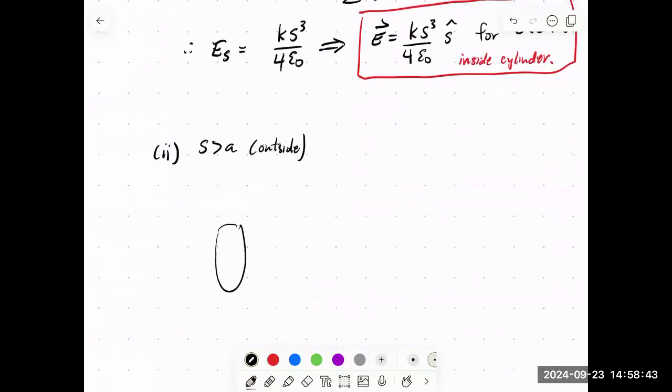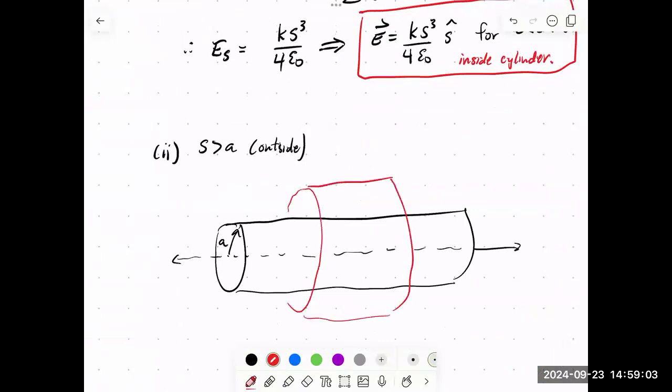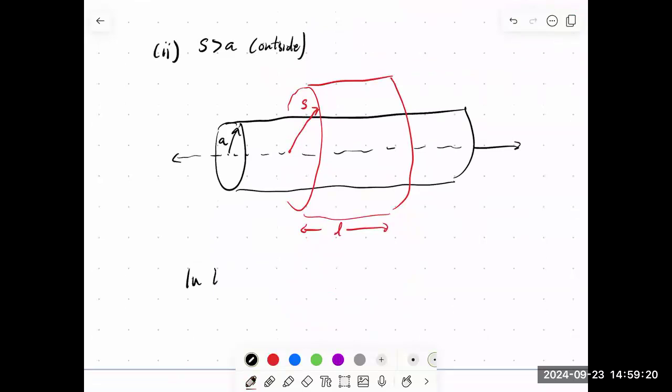So I guess I'll draw it, although the picture is going to look pretty similar. There'll only be one difference. This is our radius A. There's our central axis. And now our Gaussian surface will sit outside here. We'll say this is length L and this is the length S. S is bigger now, but it's still a radial distance S away from the axis. So in this case, E dot dA is equal to the radial electric field times the area of the Gaussian surface, 2 pi S times L, exactly the same.